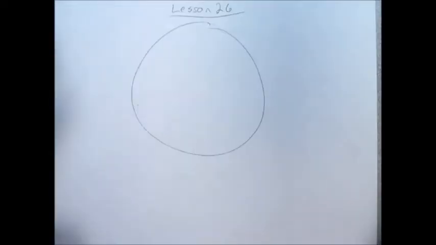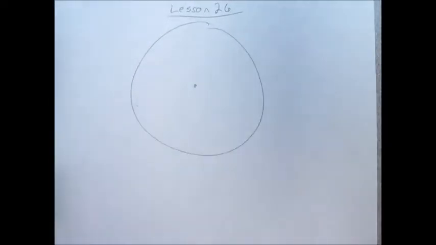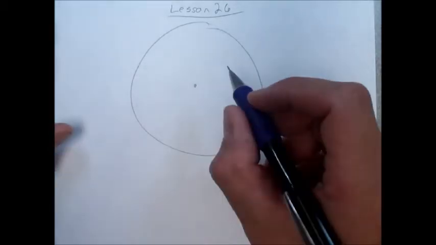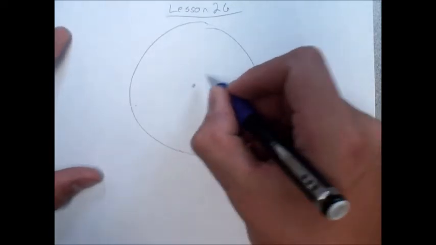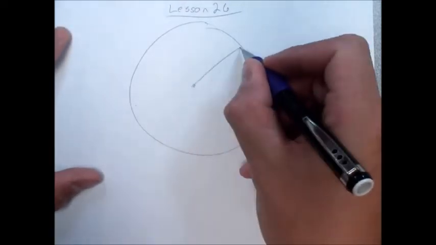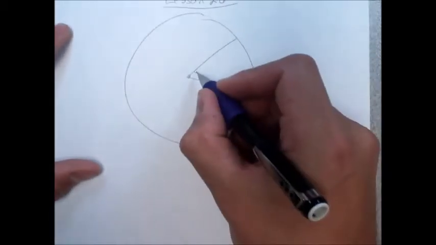Okay, so from our circle we need to identify the center. The center is literally the center. From here I'm going to identify what a central angle is. A central angle is any angle that extends from or puts its vertex at the center. So if I made an angle here, that is called a central angle. This angle right here is called a central angle.